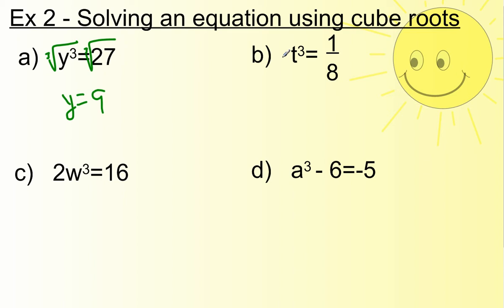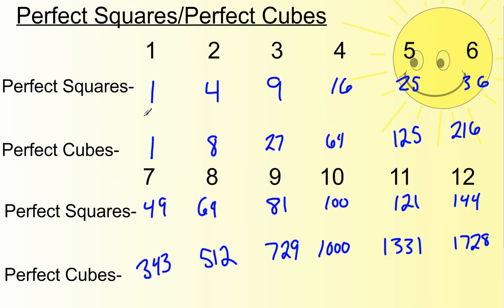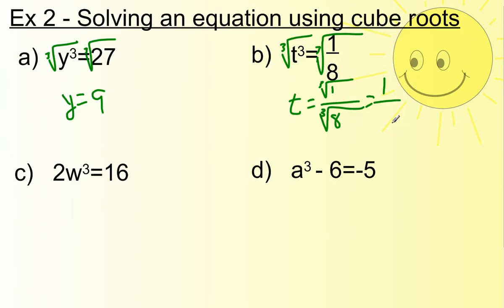Letter B, we're going to take the cube root of t cubed and the cube root of 1/8. So the cube root and the cube cancel, giving us t equals. And on the other side, we're going to separate it just like we did with the square root. The cube root of 1 is still 1, because 1 times 1 times 1 is 1. The cube root of 8 is 2. So t equals 1/2.